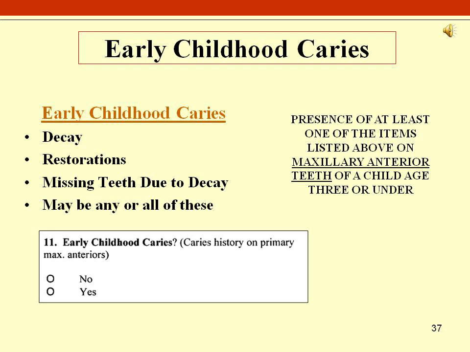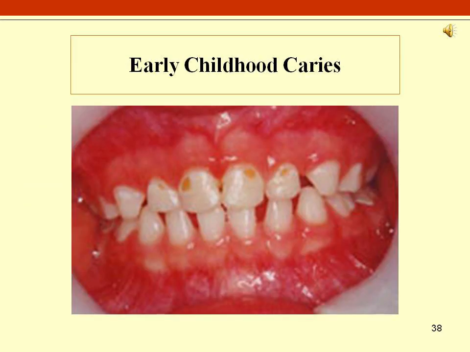It will be necessary to lift the lip to accurately screen. It also may require that you determine if missing teeth were caused by decay. This information might need to come from the parent or caregiver. Remember, this category is for the maxillary anterior primary teeth and indicates evidence of early childhood caries. This is an example of early childhood caries because of the presence of caries on the primary maxillary anterior teeth.